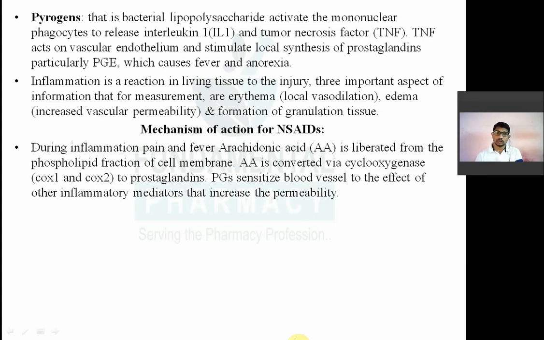cyclooxygenase. Now these prostaglandins will sensitize the blood vessel to other inflammatory mediators that can increase the permeability of blood vessels. The prostaglandins synthesized from this arachidonic acid are themselves a pain mediator. They are the chemical responsible for the pain. They also increase the sensitivity of your blood vessels to other mediators. They will cause more inflammation.